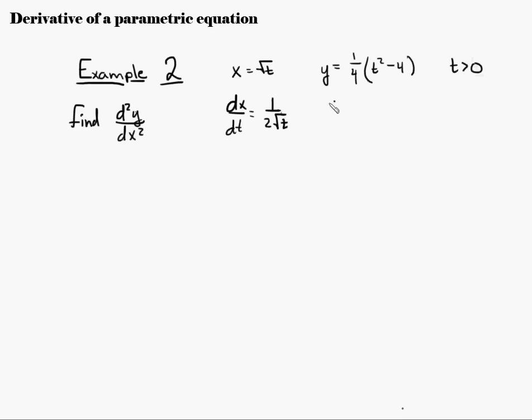So write it as 1 over 2 square root t. And then dy/dt, this part of the derivative will go away because there's no t in it, so I just have to take this part and bring down the 3/2, t.